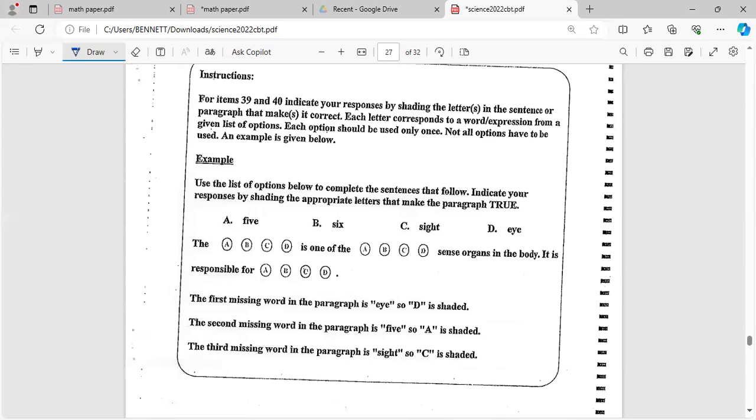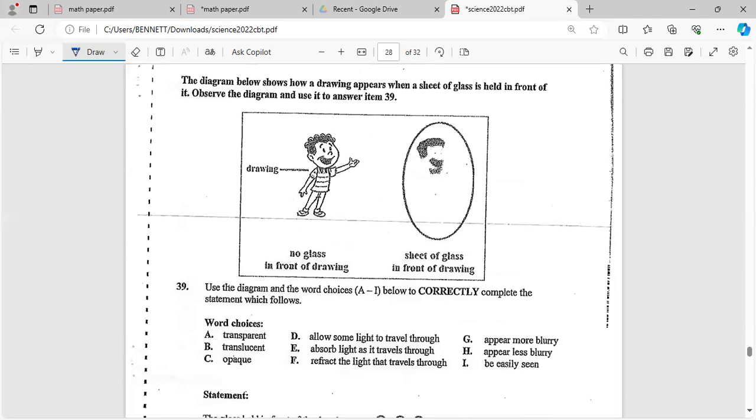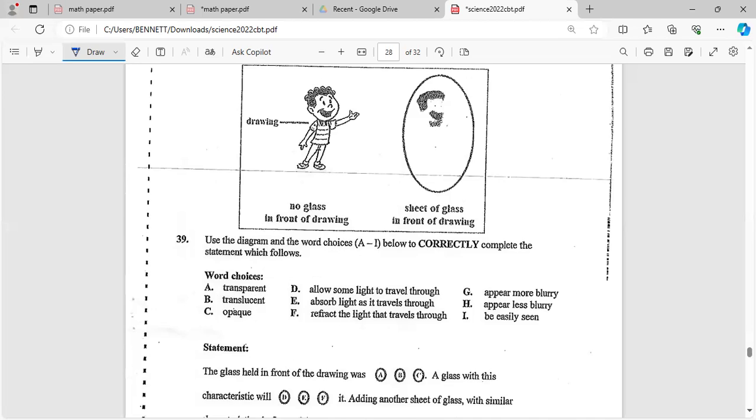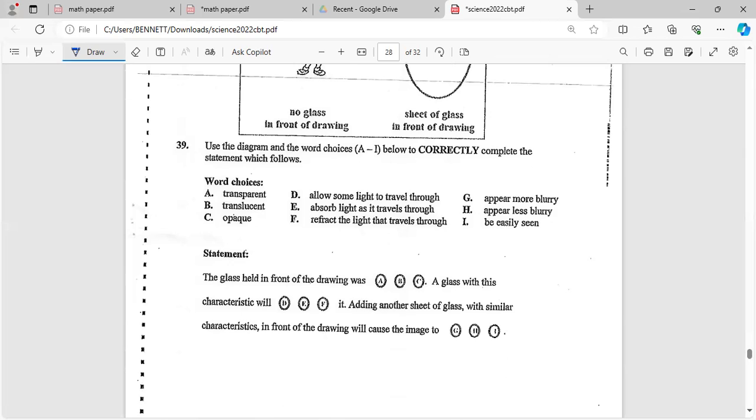We're at 39 and 40. And they show you how it is like filling the blank, right? So look at that and read it and let's go. The diagram below shows how a drawing appears when a sheet of glass is held in front of it. Observe the diagram and use it to answer item 39. And this is the drawing with the sheet of glass in front of it. Use the diagram and word choices A to I below to correctly complete the statement. So the word choices are A, transparent, opaque, B, allow some light to travel through, E, observe light as it travels, F, refract the light as it travels through, G, appear more blurry, H, appear less blurry, or I, be easily seen. So let's go.